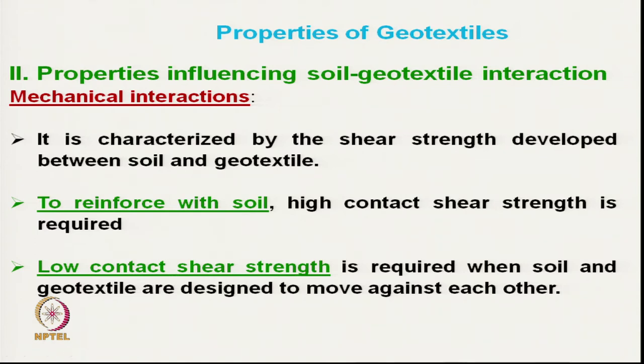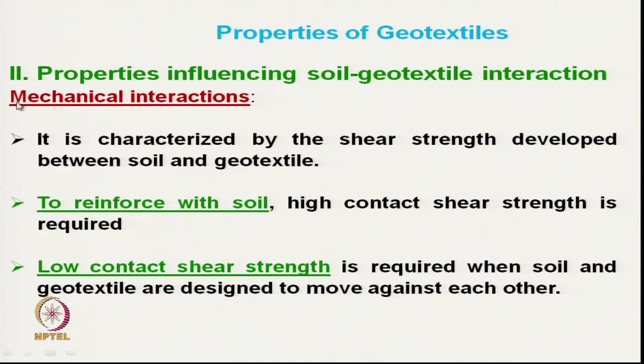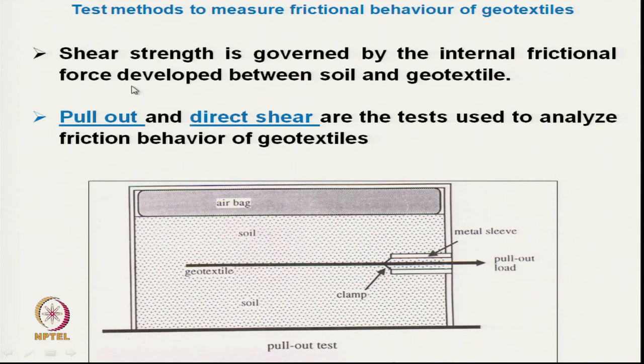In some applications, low contact shear strengths are required, when soil and geotextile are designed to move against each other. So, there are different applications, and depending on that, we can select the fiber, the fabrics, and the type of soil. This interface mechanical interaction between soil and geotextile can be assessed by shear strength. The shear strength is governed by internal frictional force developed between soil and geotextile.